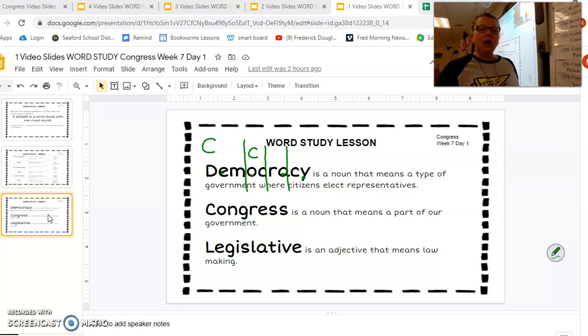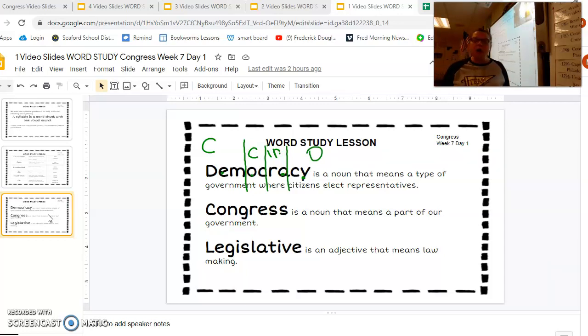Then we have cra, okay, cra. This is actually irregular. I know you guys wanted to say open, but this is an irregular. And then C, okay, C-Y. Here is that open syllable, democracy, okay?